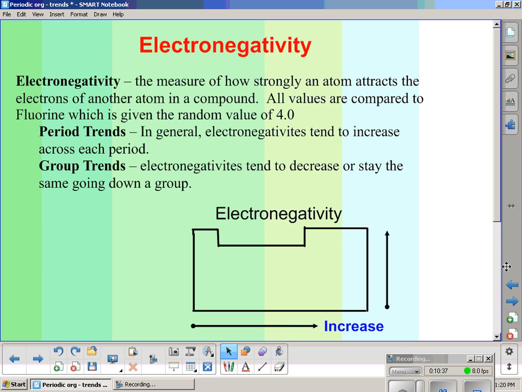Our last trend we're going to discuss here, electronegativity. It's a measure of how strongly one atom will attract the electrons of another atom when they're in the same compound. Now, fluorine is arbitrarily given the value of 4, and all elements are compared to it. 4 is the absolute highest electronegative value. So period trends are all going to increase going toward fluorine up here in this top right corner. So going up the table, up a group, the electronegativity increases, and going across from left to right, electronegativity also increases.